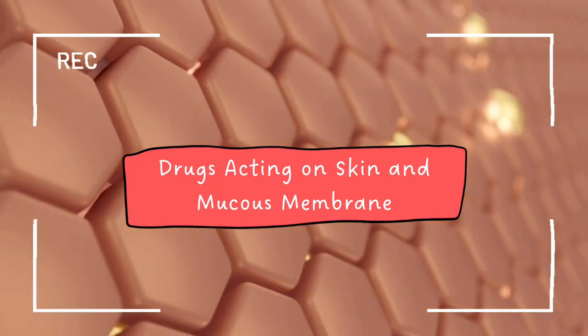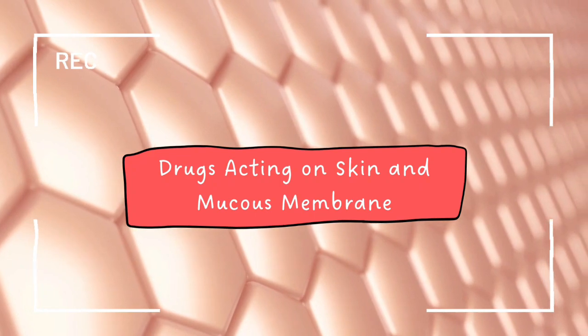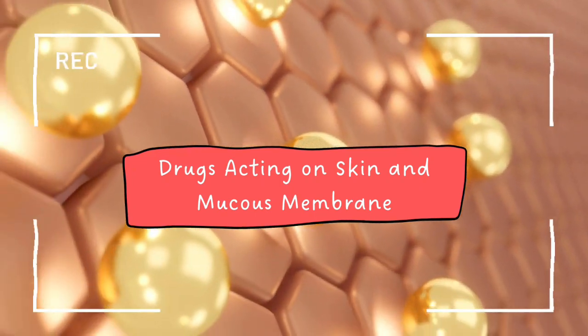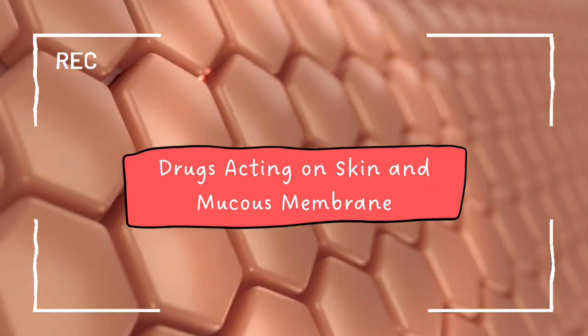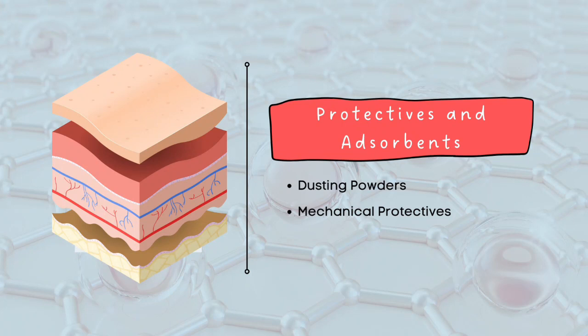Estano from Group 2 of 3DVM-B, and in today's video, we will be going to discuss the drugs acting on skin and mucous membranes. First class of drugs under skin and mucous membranes are the protectives and adsorbents. Here we have dusting powders and mechanical protectives.